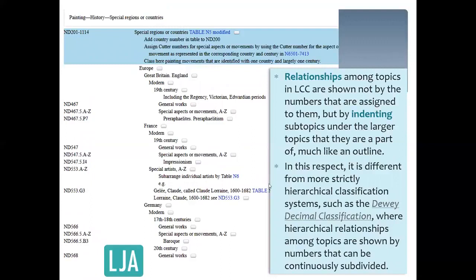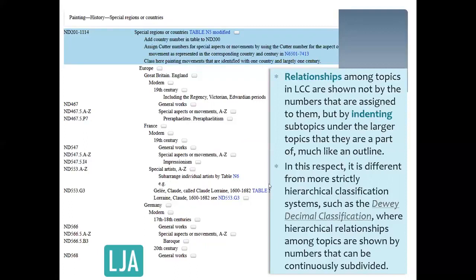Relationships among LCC are shown not by the numbers that are assigned to them. So it's not like Dewey where there's that relationship with the numbers assigned to them. It is really only by indenting the subtopics under the larger topics. So it's much more like an outline, like you used to do an outline. Maybe you still do outlines, but it's much more like that. So this is very different from that strictly hierarchical classification system like Dewey has. So it really is very different in terms of that.